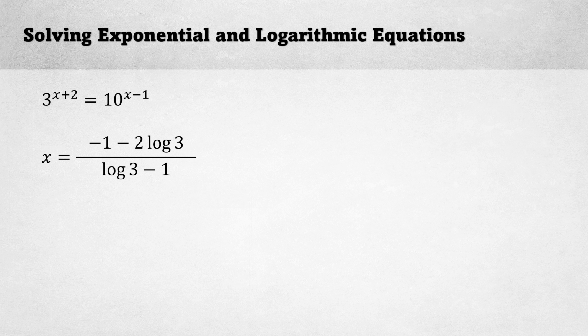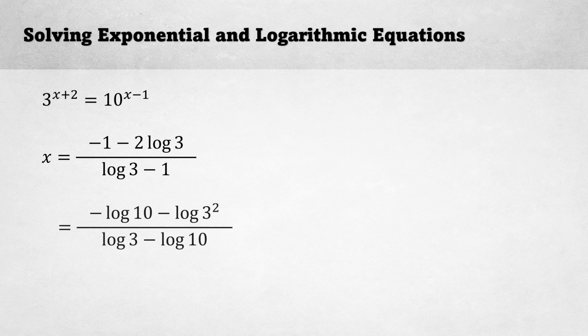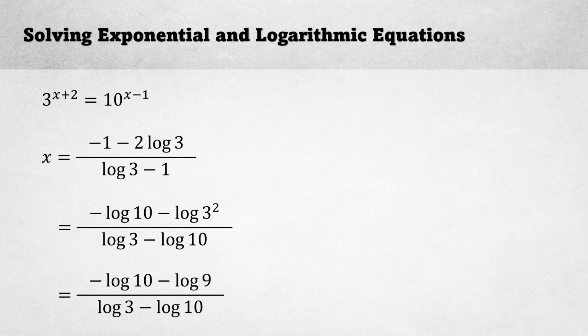Though we have solved the equation and have an answer for it, we can simplify the answer or find other forms of the same answer in exact form. Since all of the logs of this answer have a base of 10, we can write 1 as log base 10 of 10 and apply the power rule of logs and rewrite 2 log of 3 as log of 3 squared, and get this expression as another form of the answer.